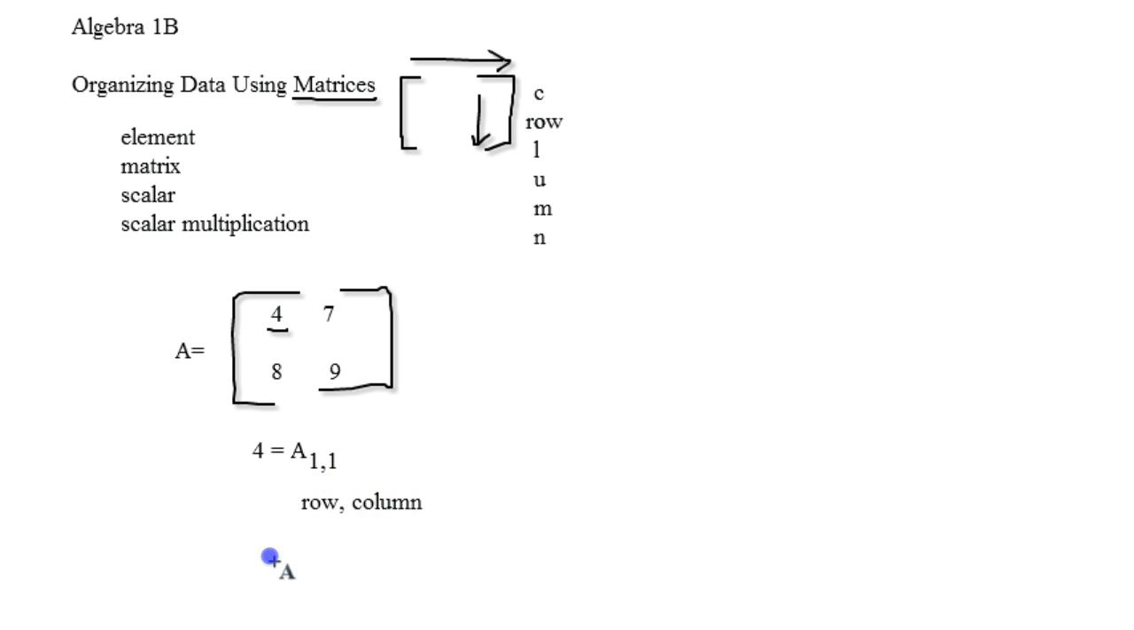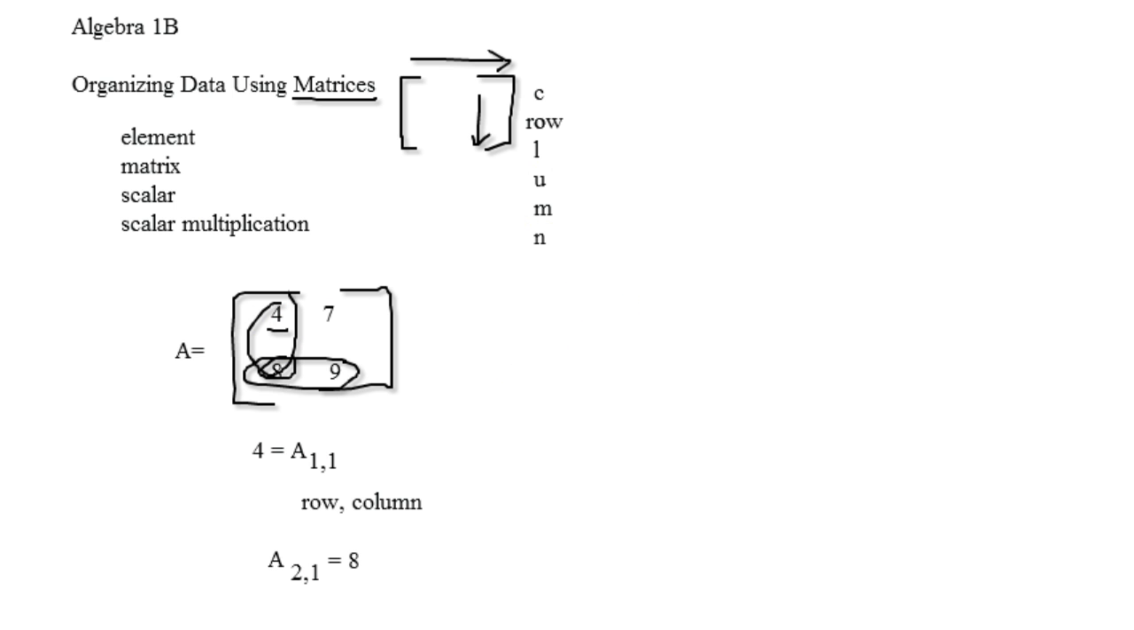Now, if I wanted to know what was in A 2, comma 1, I would look at the second row and the first column, and that overlap would be this 8 right here. So that would be the number 8. That's how we look up that information and work with it.